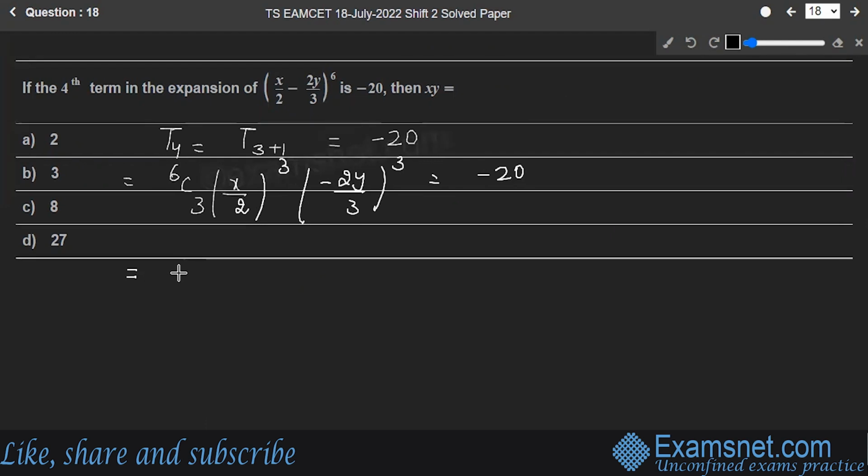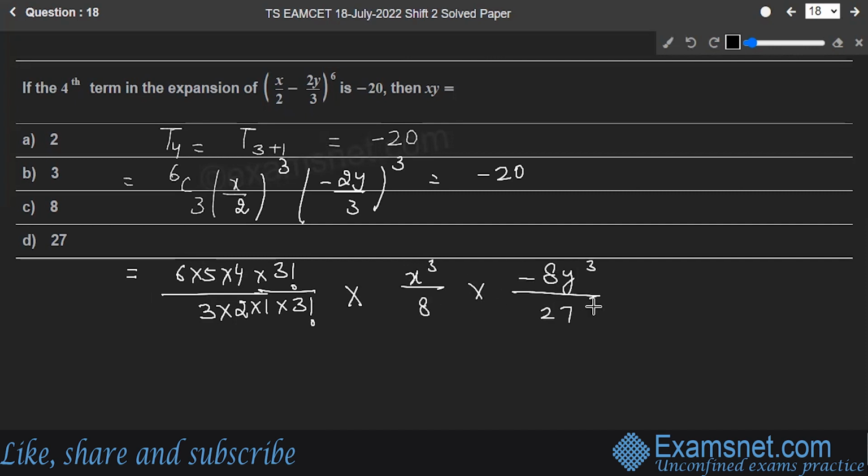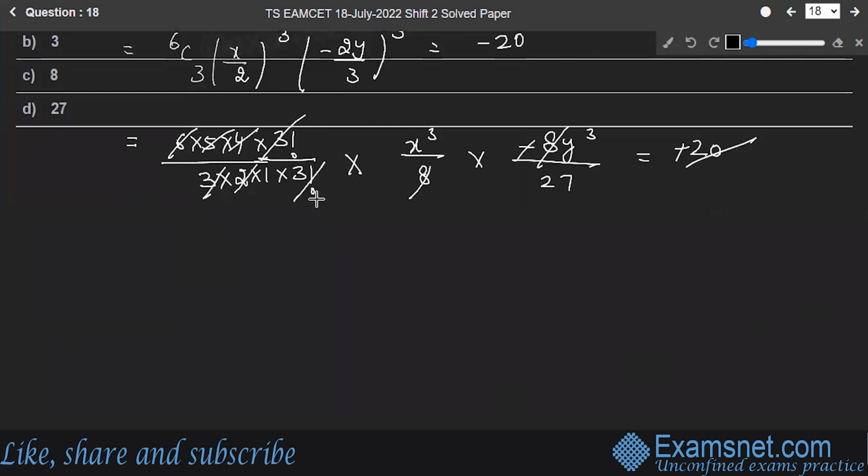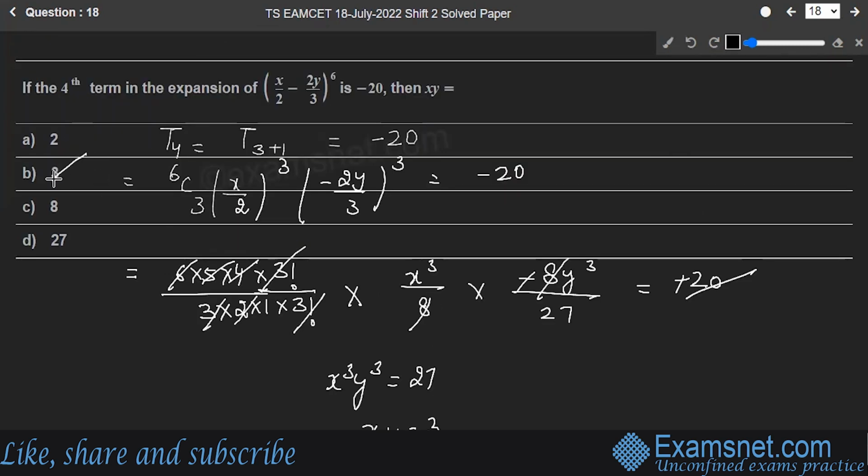So 6C3 is equal to 6 factorial, that is 6 into 5 into 4 into 3 factorial, which will be cut by the 3 factorial in the denominator. Okay, let's write down. Multiply x cube upon 8 multiplied by minus 8 y cube upon 27. This is equal to minus 20, right? So the minus 20 and this will cancel, the minus sign will cancel, 8 will cancel, 3 factorial will cancel, 3, 2 will cancel with the 6. And I will get x cube y cube is equal to 27, which gives me xy is equal to 3. So I have the answer xy is equal to 3. Option B is the correct answer.